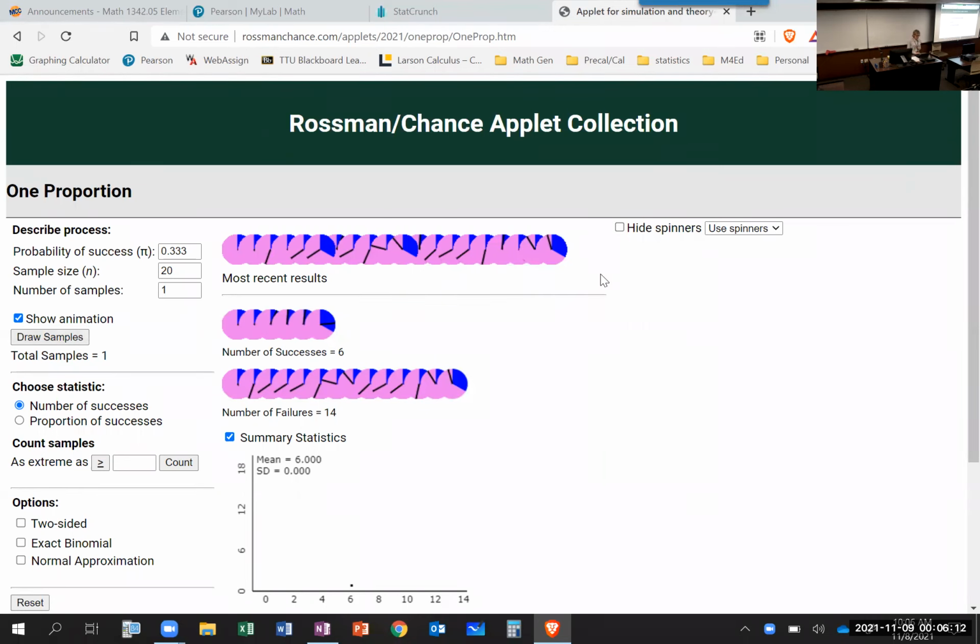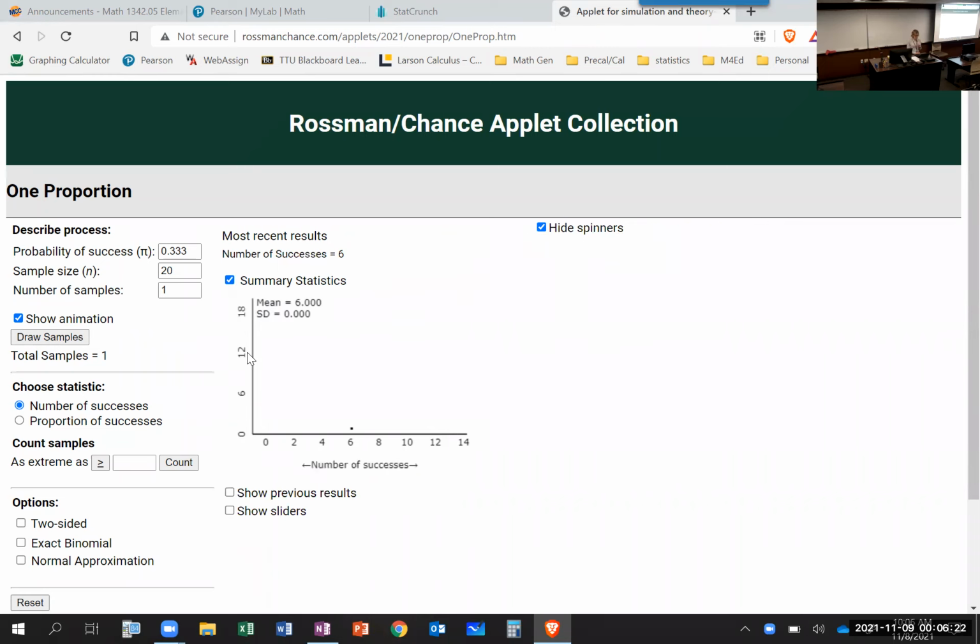Now, I'm gonna hide the spinners because I think you all understand how we can simulate things using spinners, dice, coins. I don't want to see them again. And I'm gonna uncheck the animation because I don't need to see that either. Now, a couple of other things we want to click on here. I'm gonna change the statistic to show the proportion of successes. So I want to know the proportion instead of the actual number.